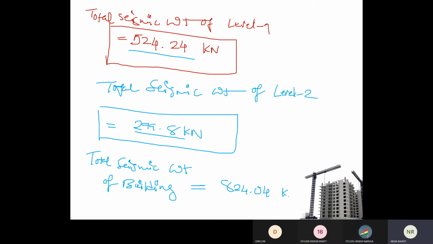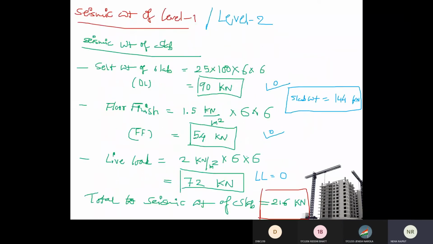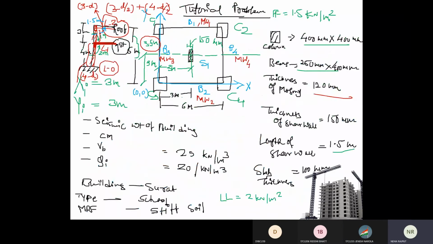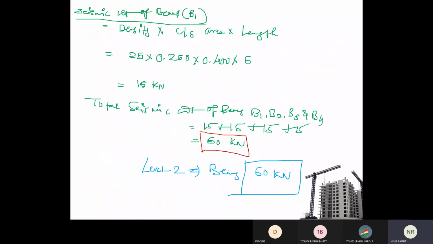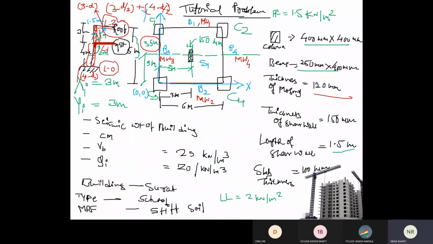824.04 kilonewton. So this is my total seismic weight of the building. So if any small plan is given, you can do it this way also. One more thing, you need to see whether the cross section of each and every element remains the same for each and every floor.